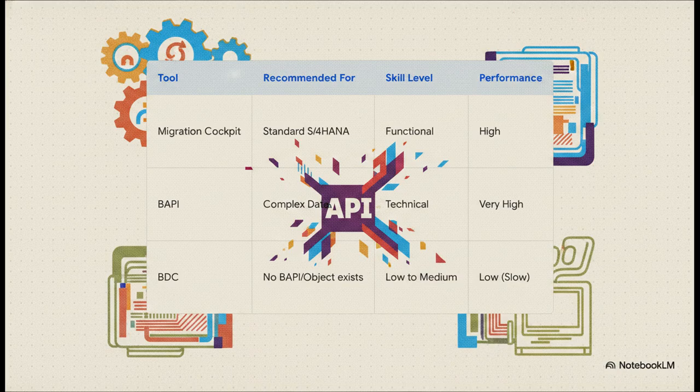For pretty standard moves into a modern system like SAP S/4HANA, you can often use these really user-friendly tools like the migration cockpit. For more complicated data, you might need something called a BAPI. This is like a high-speed programmable pipeline that goes right into the system's core. It's super fast, but it definitely requires some serious technical skill. And then for really weird, unique situations, sometimes you just have to fall back on a BDC, which is basically a screen recording that plays back data entry. It's much, much slower, but hey, sometimes it's the only tool that gets the job done.